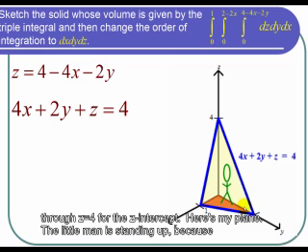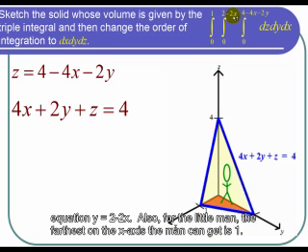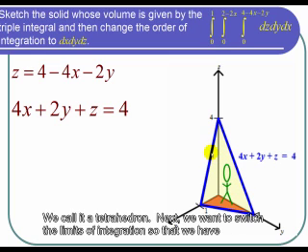So here's my plane. The little man is standing up because we have dz, dy, dx. Notice that this line here that crosses at x equals 1 and y equals 2 does have the equation y equals 2 minus 2x. And also, the farthest on the x-axis the little man can get is 1, and it's also bounded by 0. So we are going from 0 to 1. So that means we do get this entire solid. We call it a tetrahedron.